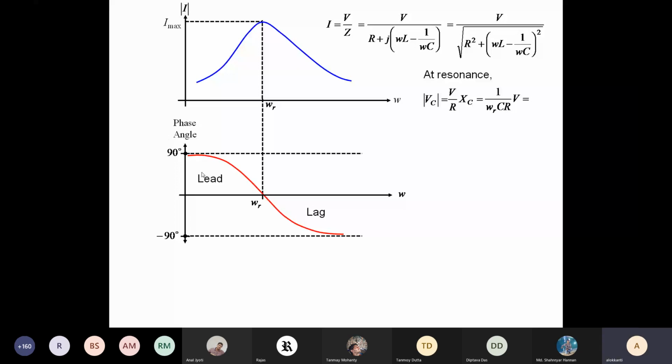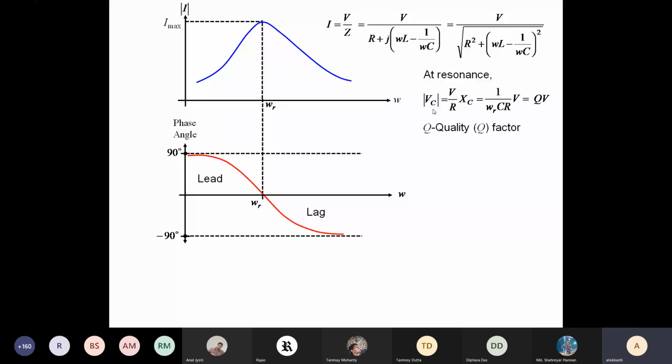So it is 1 by omega RC into V. This coefficient of V, 1 by omega RC R, we can represent by some factor which is called Q. So the absolute value of the capacitor voltage is basically equal to QV. This Q is called the quality factor, or Q factor, of the circuit.